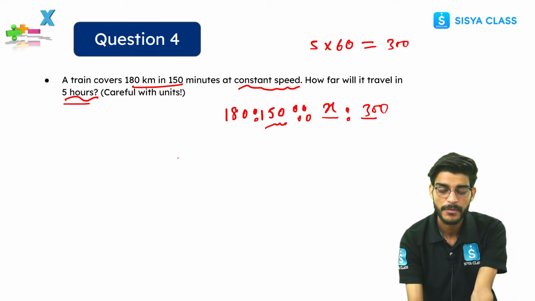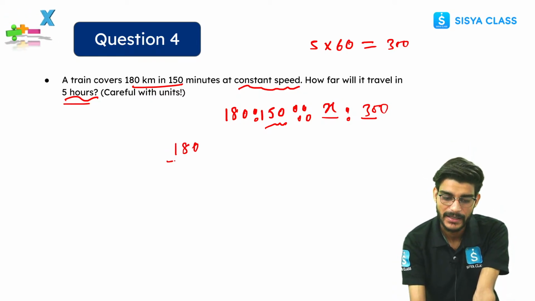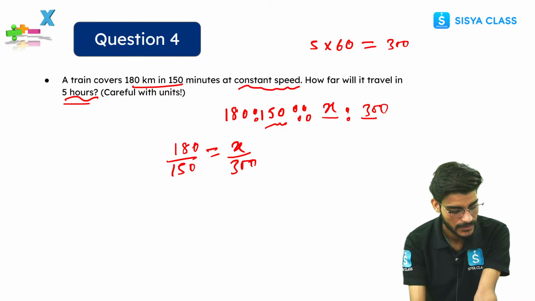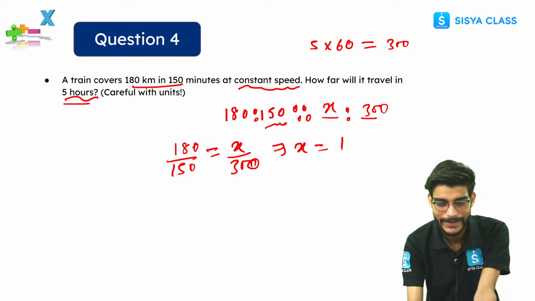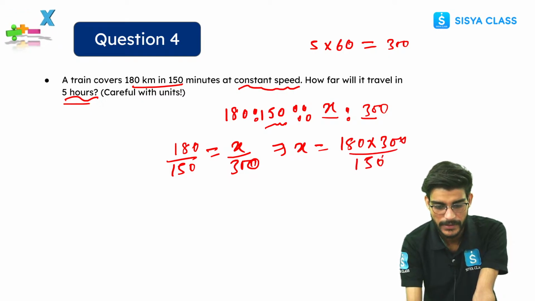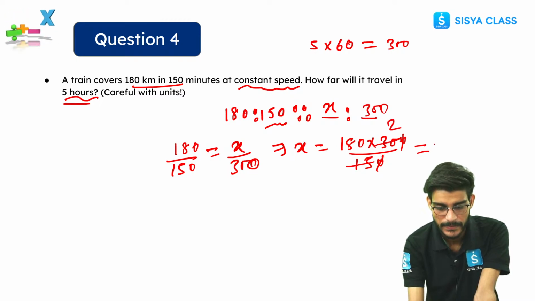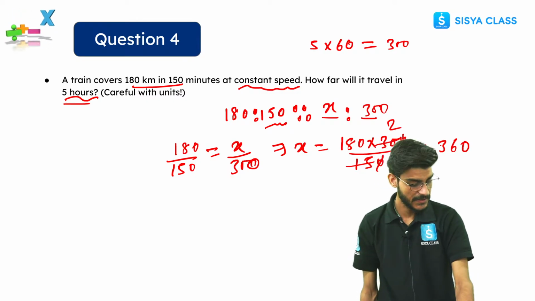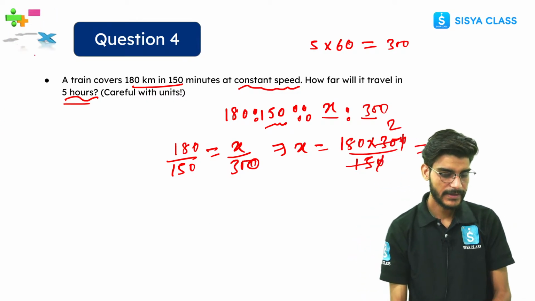If I write in the a upon b, c upon d form, then 180 upon 150 equals x upon 300. Can I write it like this? Yes or no? So x here is 180 into 300 upon 150. Verify whether this is correct. 15 twos are 30. Is this 360? Please verify it and write the answer in the comment box.